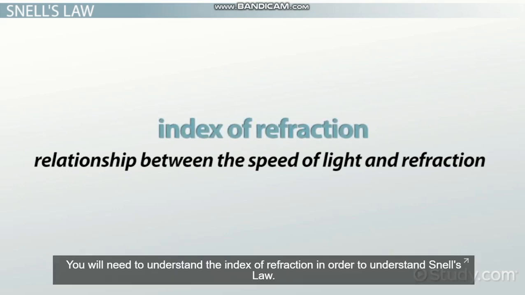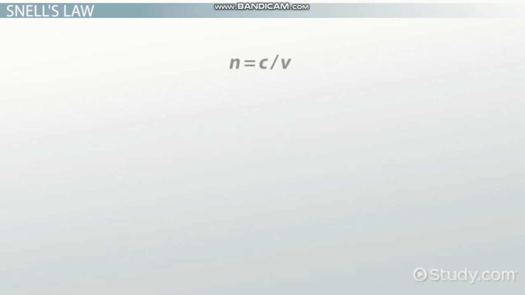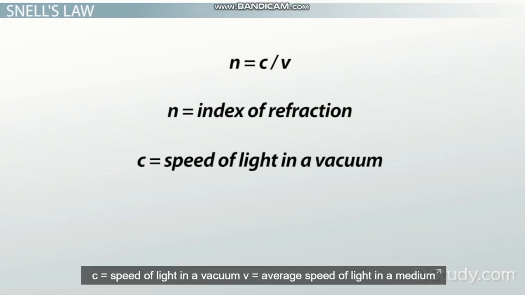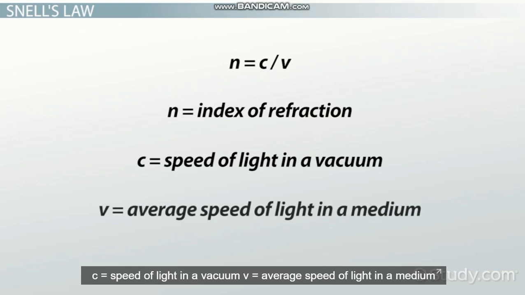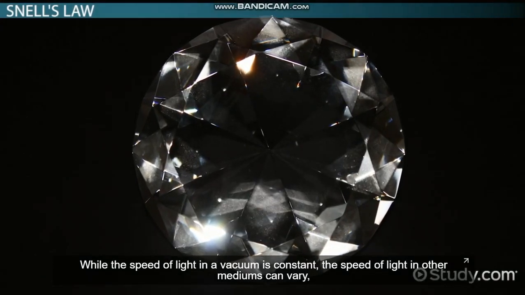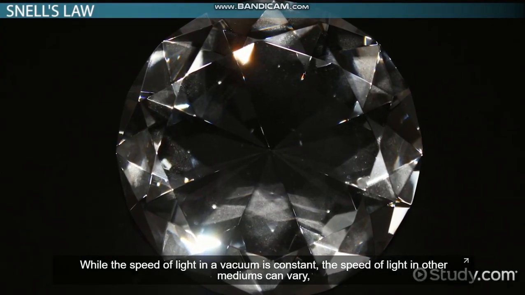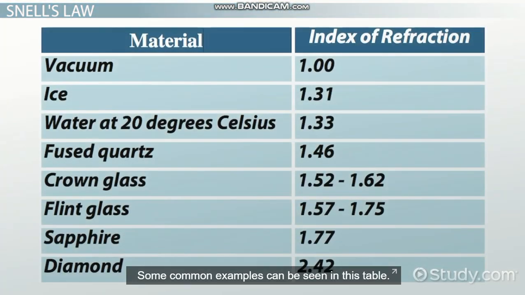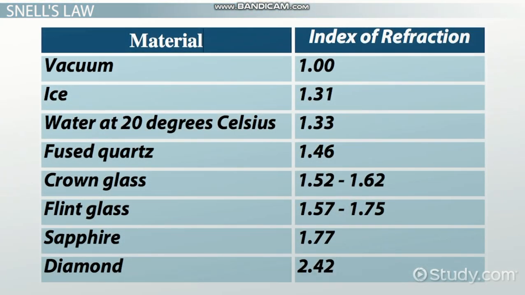You'll need to understand the index of refraction in order to understand Snell's law. n equals c over v, where n equals the index of refraction, c equals the speed of light in a vacuum, and v equals the average speed of light in a medium. While the speed of light in a vacuum is constant, the speed of light in other mediums can vary, and consequently they have different indices of refraction. Some common examples can be seen in this table.